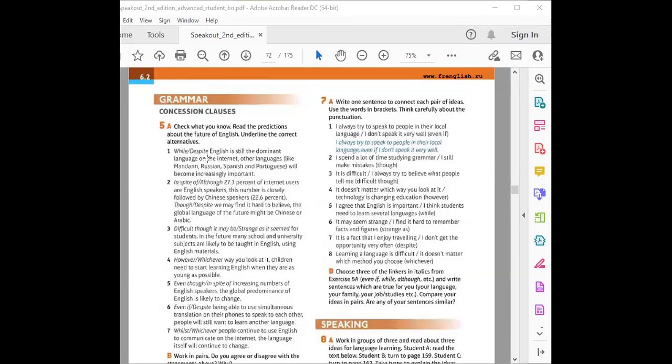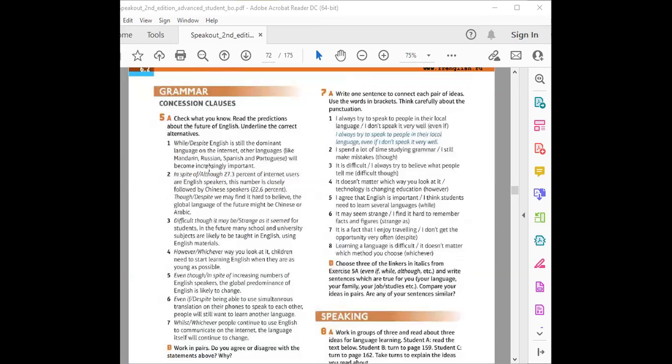So reading and writing are the toughest parts of the IELTS, in my opinion.